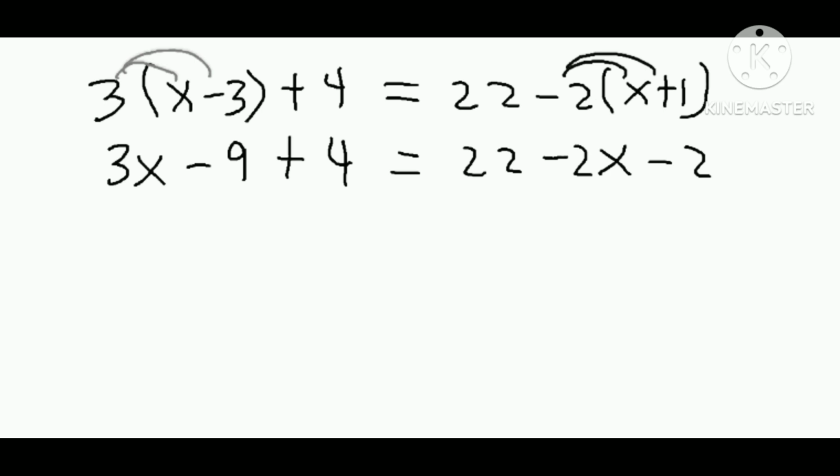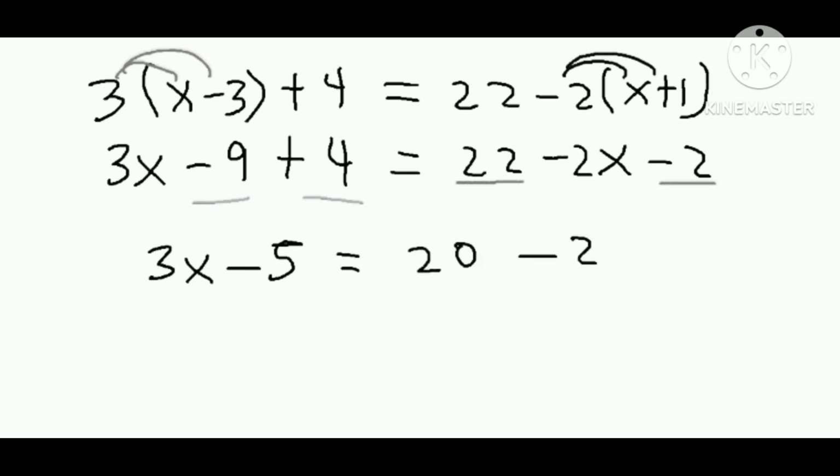Now let's combine like terms. On the left side, we can combine negative 9 and 4. Negative 9 plus 4 is negative 5. And 22 minus 2 is equal to 20. So we have 20 minus 2x. So let's add 2x to both sides, and simultaneously, let's add 5 to both sides.